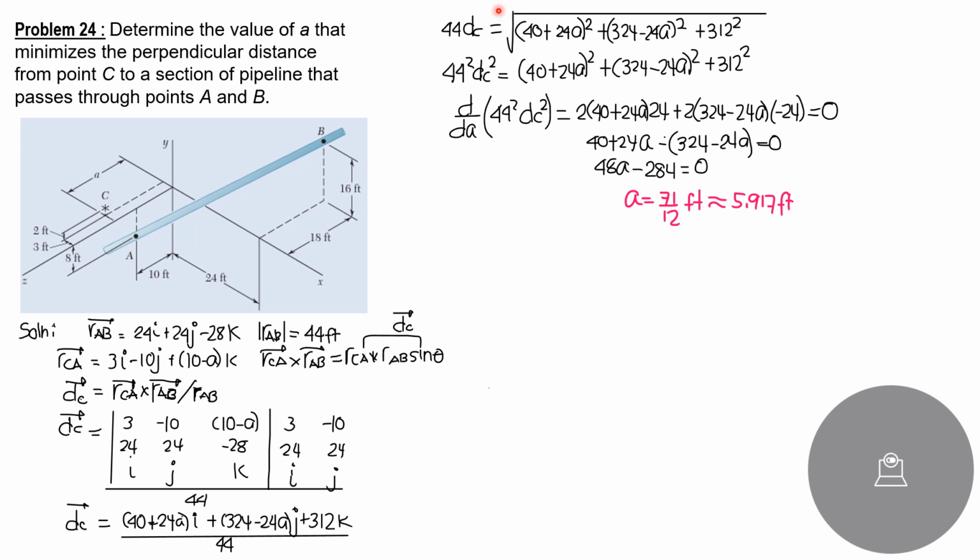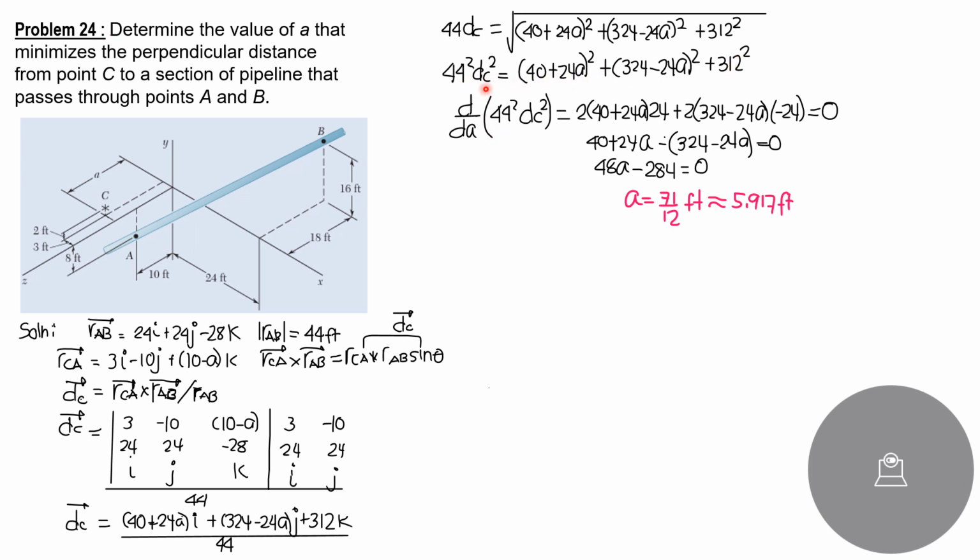So cross multiply, we have d sub c equals the magnitude of this. This is now a scalar, but we get the magnitude of this d sub c here. So it is the square root of quantity (40 plus 24a) squared plus (324 minus 24a) squared plus 312 squared. Square both sides, so that's now the result.